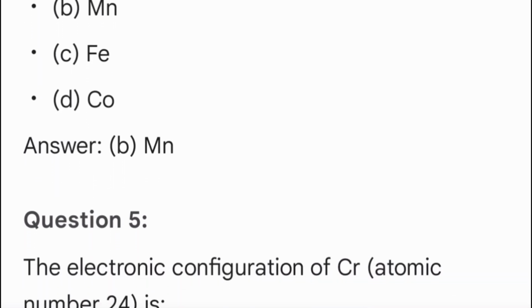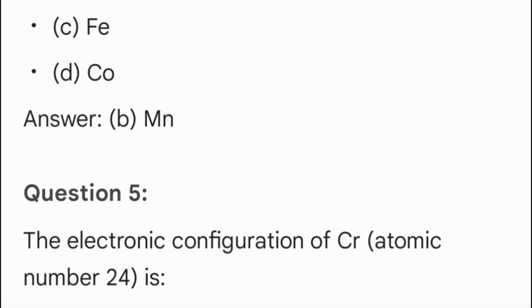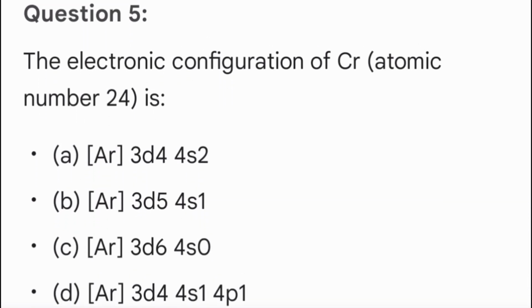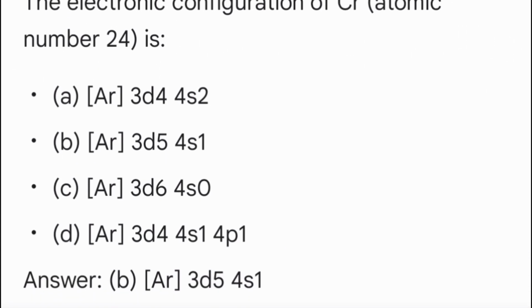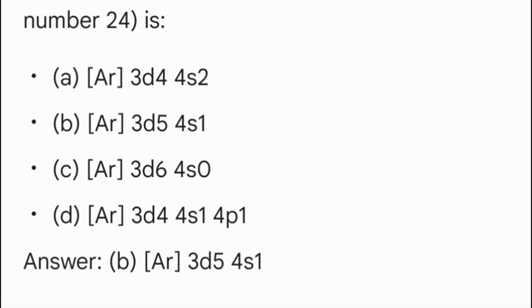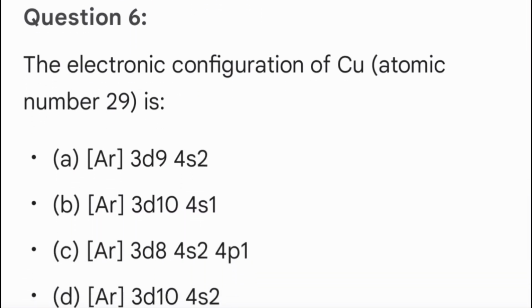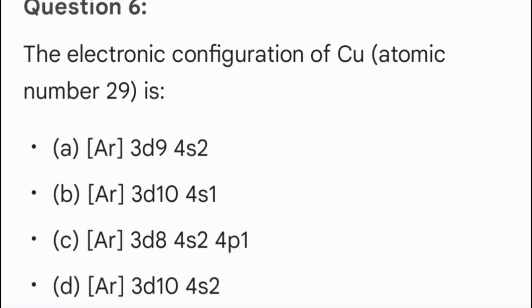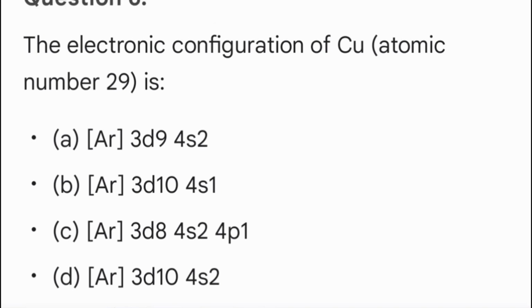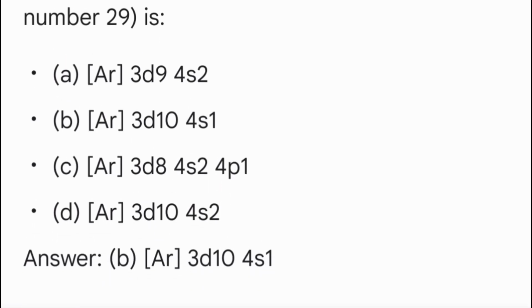Mn. Question 5. The electronic configuration of Cr, atomic number 24, is: A. 3d3, 4s2, B. 3d5, 4s1, C. 3d6, 4s0, D. 3d4, 4s1, 4p1. Answer: B. 3d5, 4s1. Question 6. The electronic configuration of Cu, atomic number 29, is: A. 3d9, 4s2, B. 3d10, 4s1, C. 3d8, 4s2, 4p1, D. 3d10, 4s2. Answer: B. 3d10, 4s1.